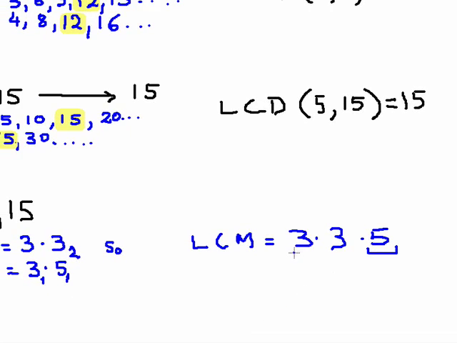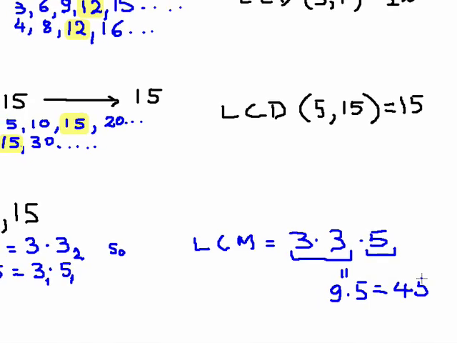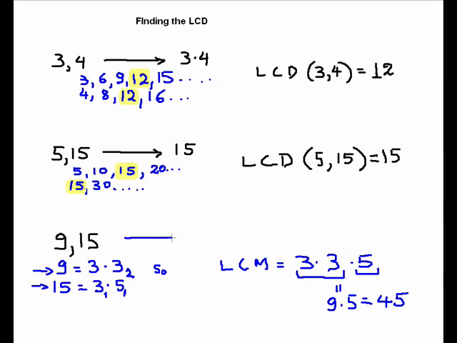These many 3s will appear in the LCM. So the LCM will be nothing else than 9 times 5. That is equal to 45. This will be the LCM for 9 and 15, the number 45.